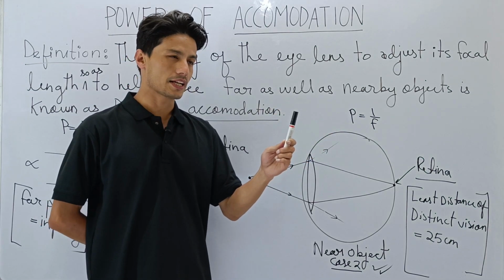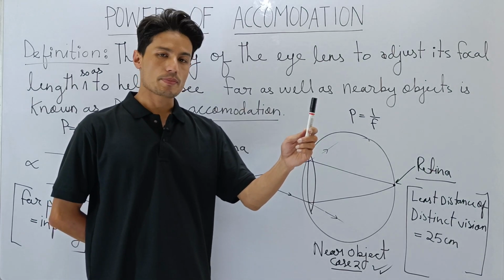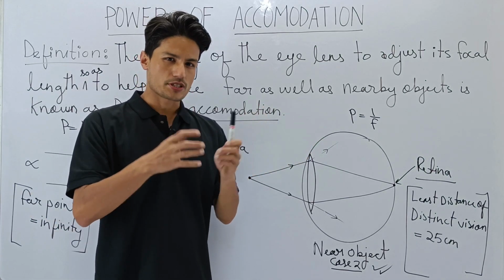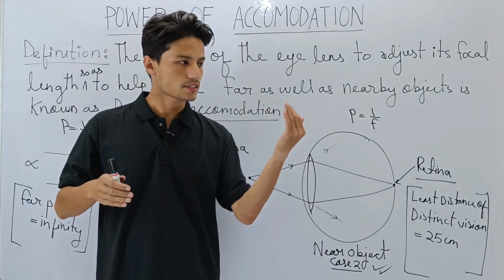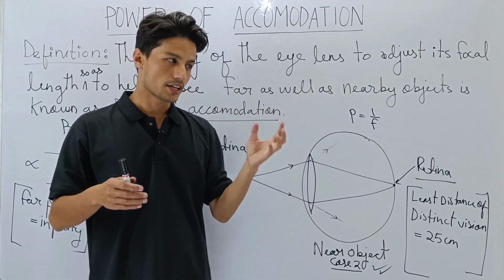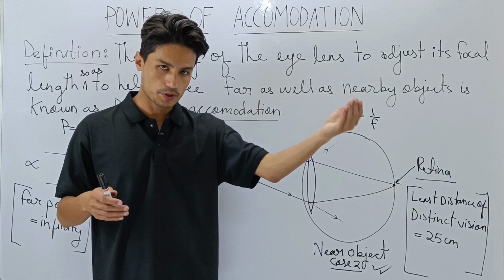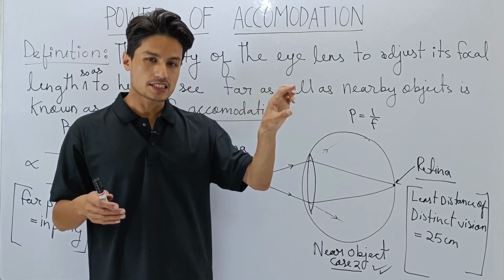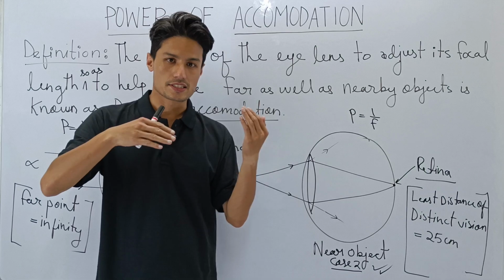You will have to blink, and you will be blinking a lot. Why? Because your eye is under a lot of stress. Your eye muscles are under a lot of stress. The signboard is nearby, the letters written are nearby, and you are told to focus on that letter for a longer period of time. So in this condition, your eye lens is converging the light rays because the object is nearby.